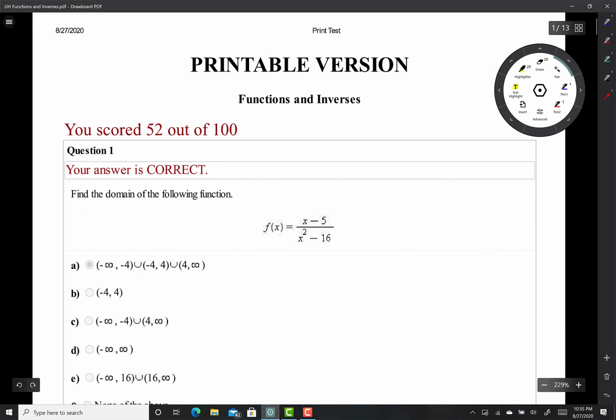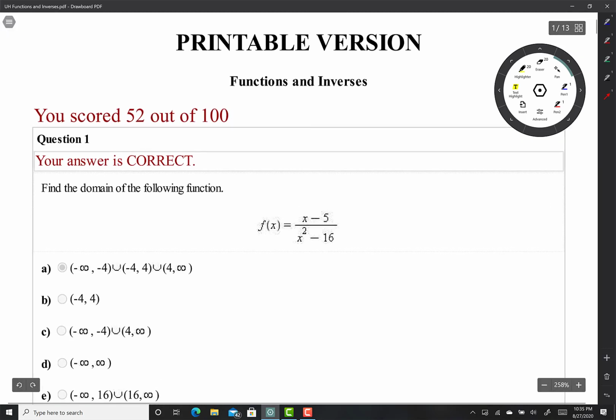All right, guys. So here's the quiz, functions and inverses. I'm not going to tell you whose quiz this is. It's one of y'all's. So if you look, one of y'all lucky. Well, I don't know if you want to consider this lucky.